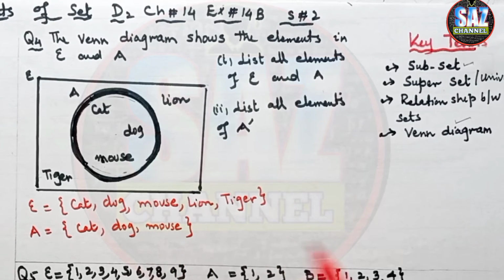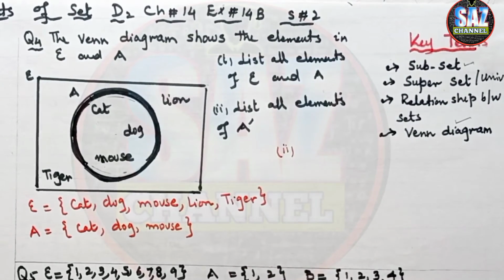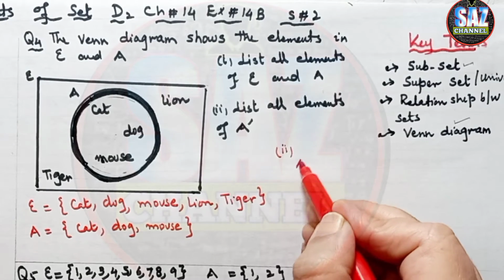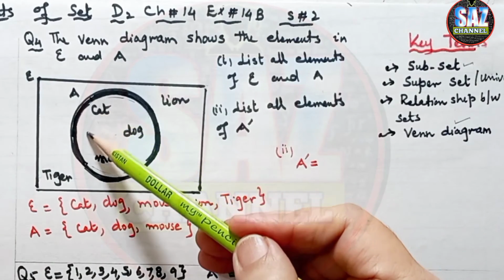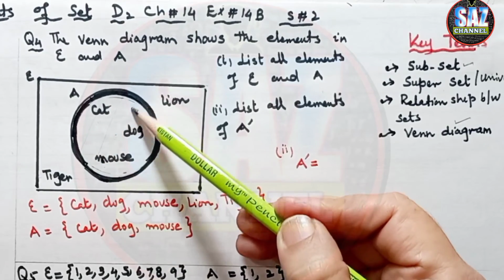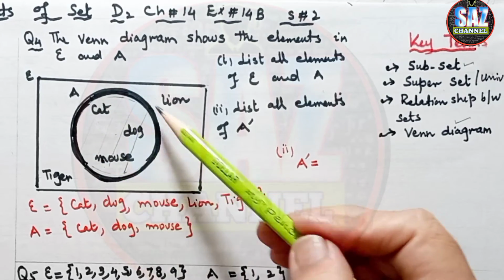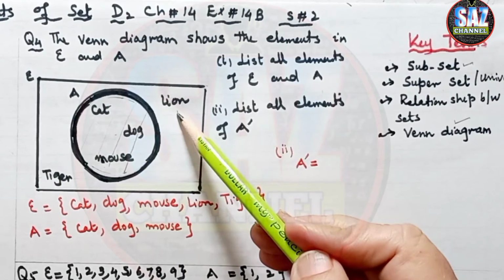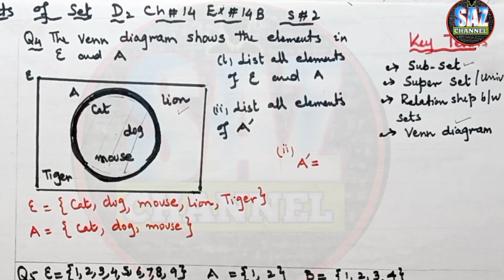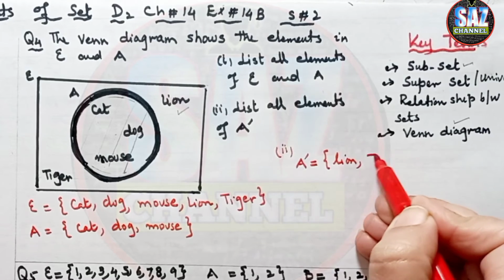Now the second part of the question says that we have to write the elements of A complement with the help of Venn diagram. Now we know the definition of the complement is the remaining elements of universal, meaning that in order to get A complement, I have to subtract this set A from universal, and when I'm eliminating this set A from the universal, I will be left with lion and tiger. So the answer of A complement will be lion and tiger.